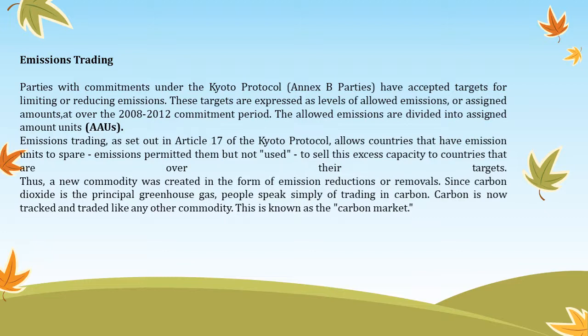So if country A, for example, got assigned amount units of, say, up to 10 units of AAUs, and it has only exhausted 6 by adopting resilient or energy efficient technology, then it still has four units with it. Those four units can be sold by that country, in accordance with Article 17 of the Kyoto Protocol, to some other country which has run out of assigned amount units. So this became a new commodity, created in the form of emission reductions, for all those principal greenhouse gases, especially carbon dioxide.